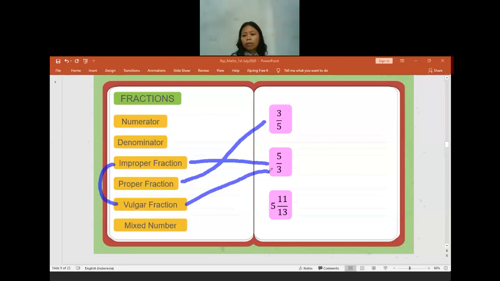Is there anyone who gets confused so far? Or am I going too fast? No, teacher. Okay. If not, then a mixed number is when the whole number is attached to the fraction. Is there anyone who gets confused so far about the terms that we are going to use in fractions? No, teacher. Okay, if no one gets confused about these terms, let us try to change.